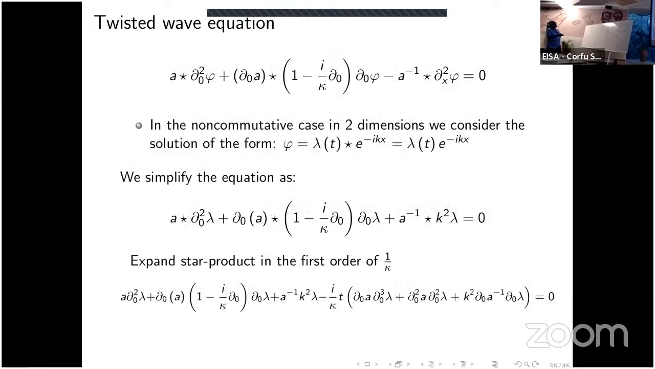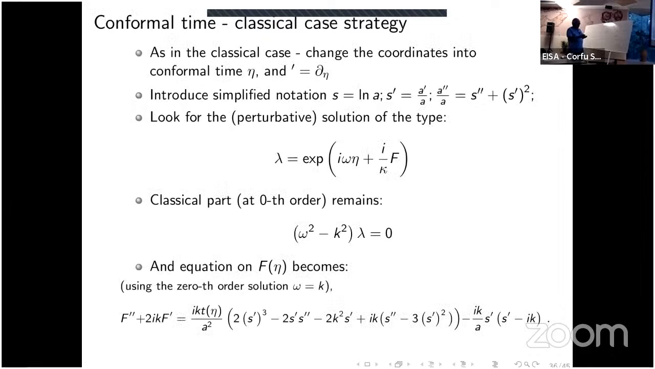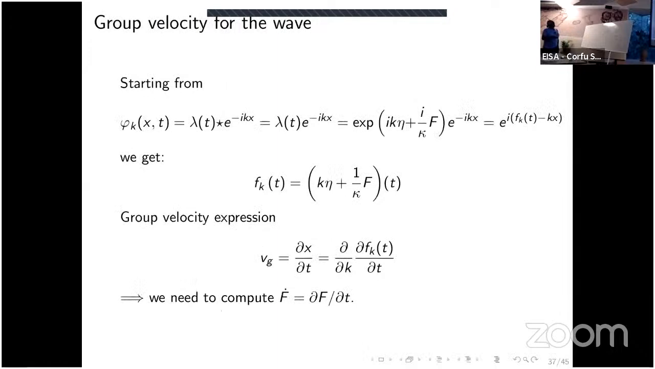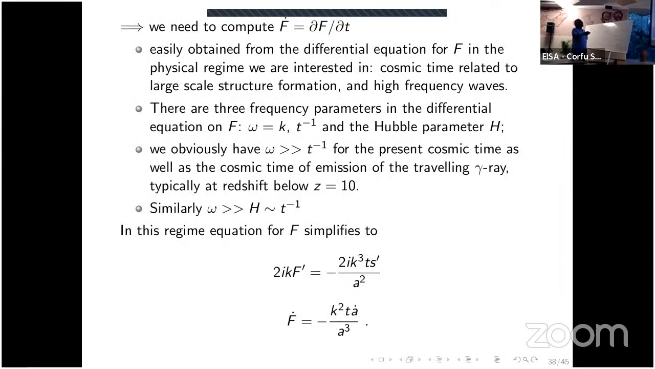But anyway, this equation can be solved by a similar method, approximately, by introducing the 1 over kappa correction, which in some approximation can be reduced to something explicitly calculated. It turns out the general formula for group velocity looks like this when we have a modified phase factor, and the final formula, which is of course first order in the deformation parameter kappa, looks exactly like this.